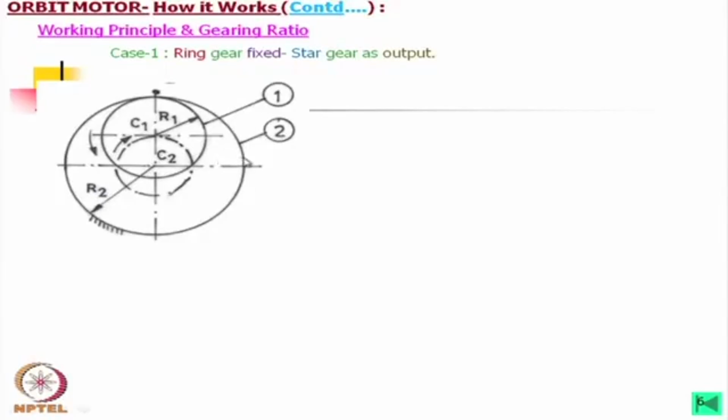One is the hollow one and one is the solid one. If we consider the slip level motion, it will show the same motion as in the case of orbit motor or harmonic drives. Now, this is the ring gear. In this case, the outer gear, the ring gear, is fixed and the inner gear will rotate. This outer one is the star gear.